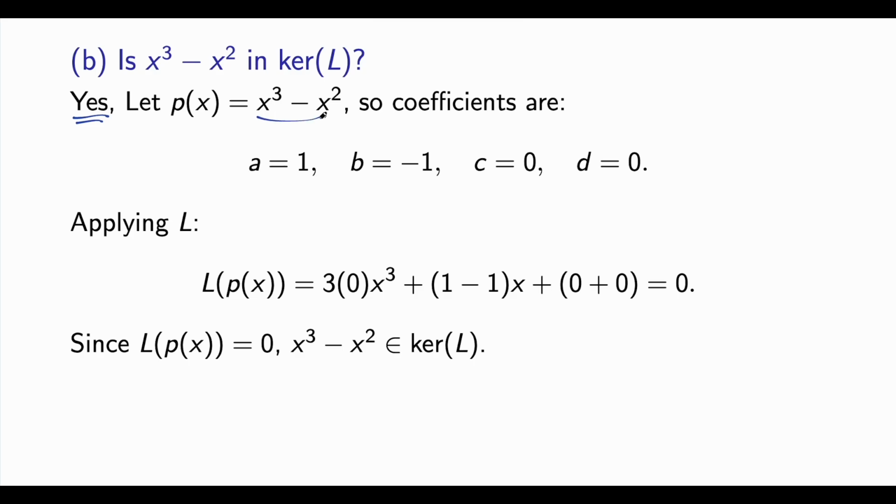So this polynomial, the coefficients are again a is 1, b is -1, c and d are 0. So L of p(x) is 3 times c, so this is 0. And a plus b is again 0, and c plus d, this is the transformation for L, right? So this is going to be completely 0. So p(x) maps to the 0 vector. It means L of p(x) equals 0. This implies this vector belongs to the kernel L, right?